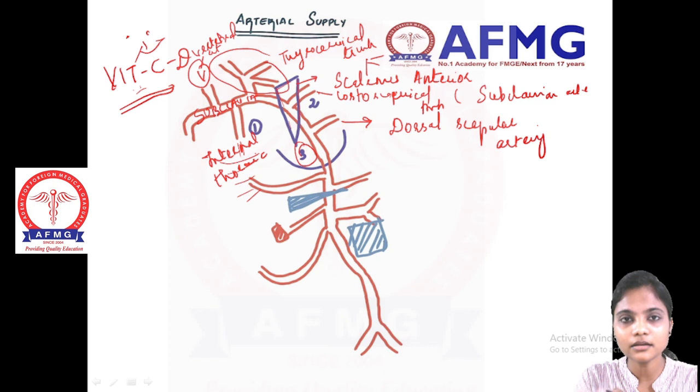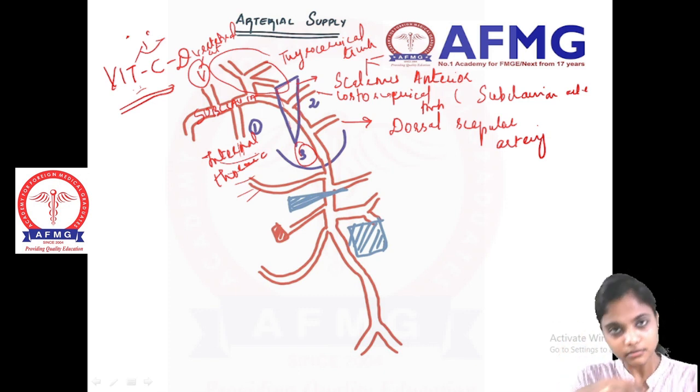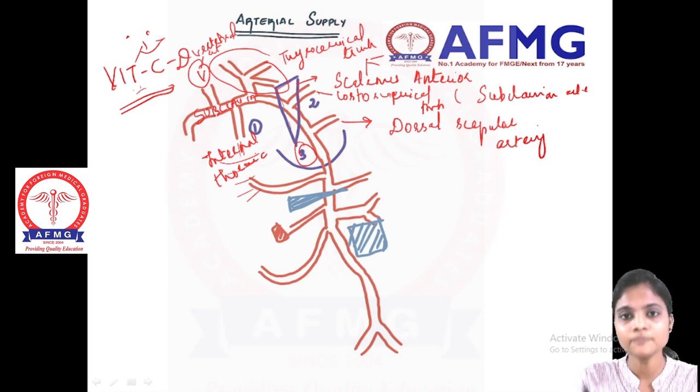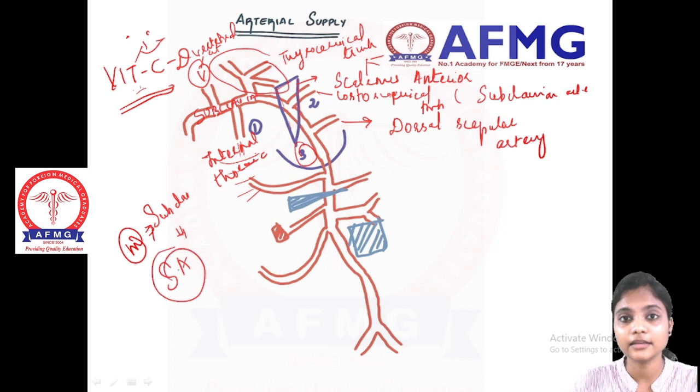So the mnemonic here is with C and D. Further, the thyrocervical trunk has 3 other branches. We'll be discussing it. One more question they ask here is, which is the muscle that divides your subclavian artery? And you know the answer, that is your scalenus anterior muscle. Remember the question.